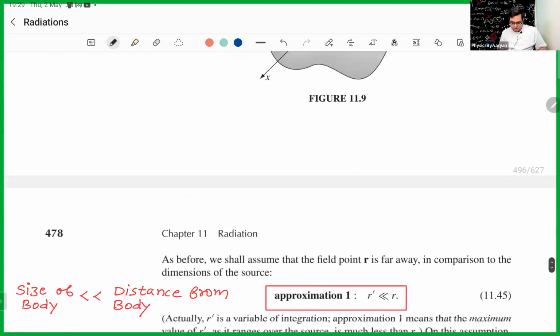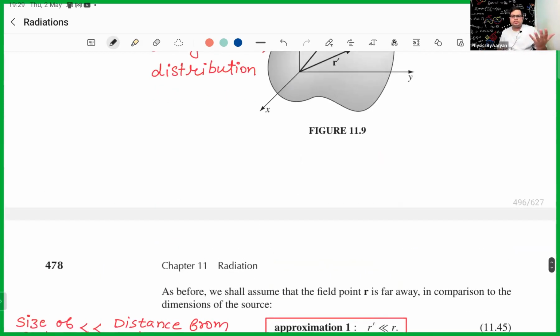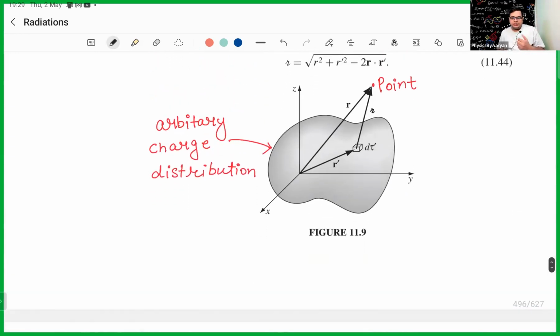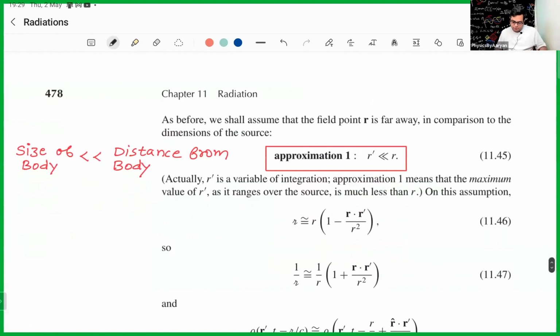I will not go through the mathematics because that is not what I need, but I need the important steps: what are the approximations which have been made, and what are the discussions which have been done for this kind of article. So the number one thing that I come across is this approximation. This approximation says that r dash is much less than r.